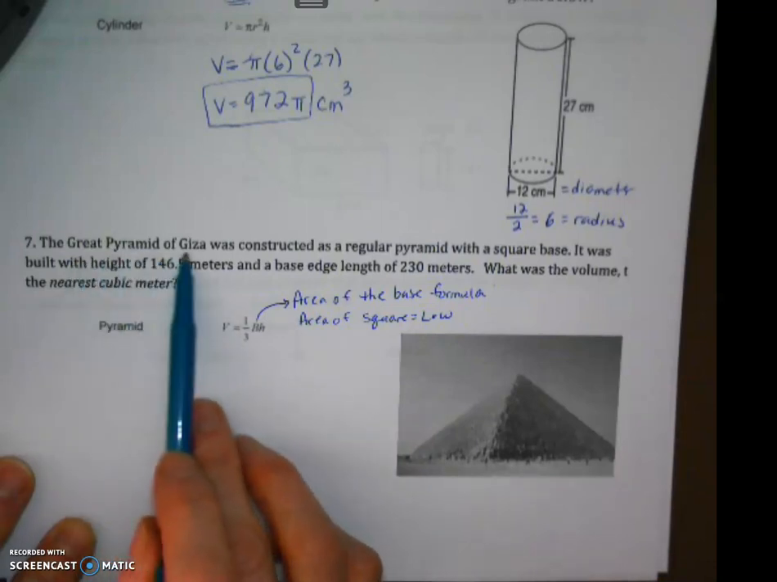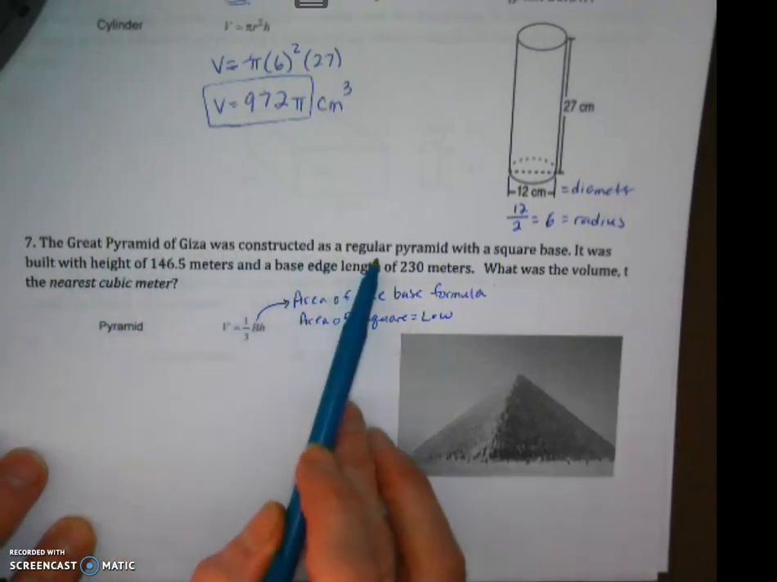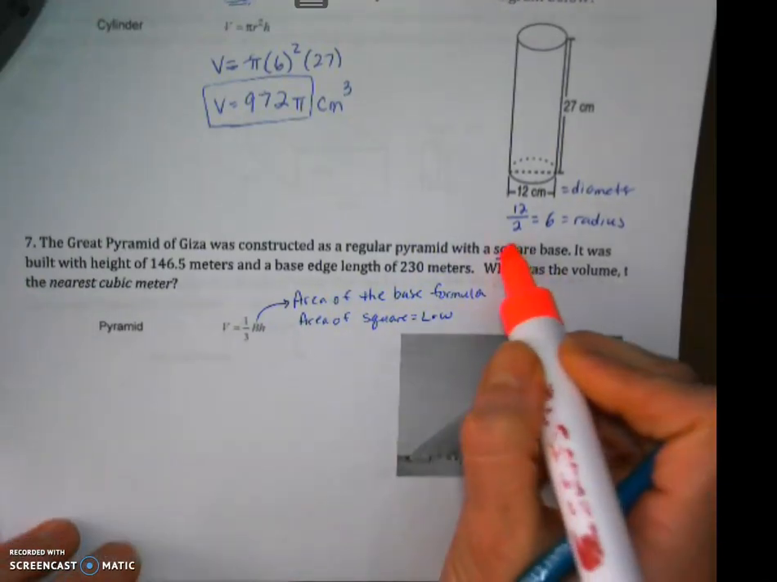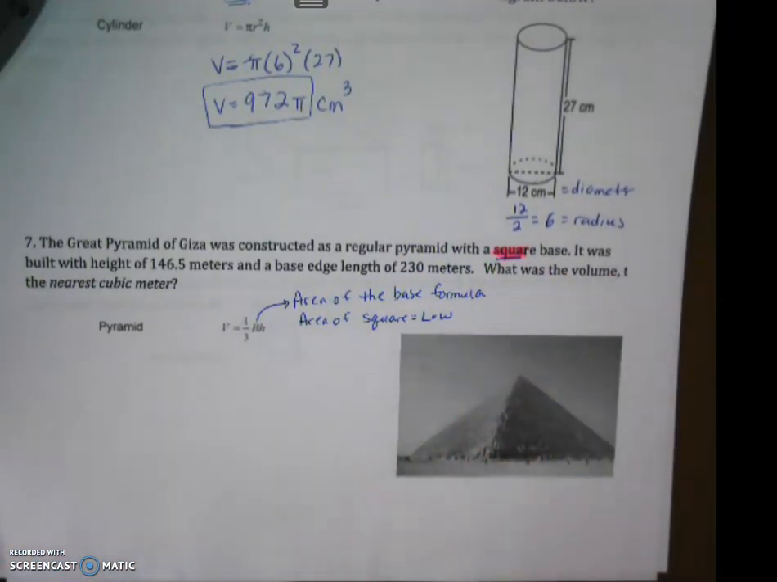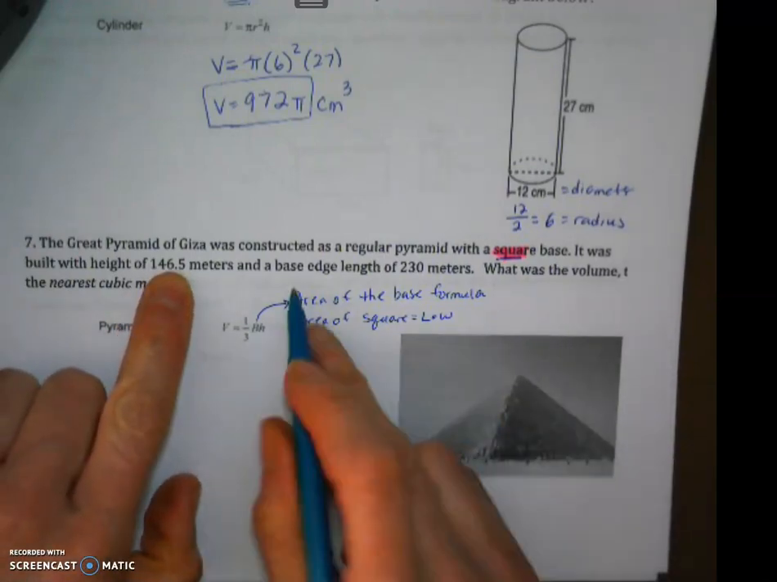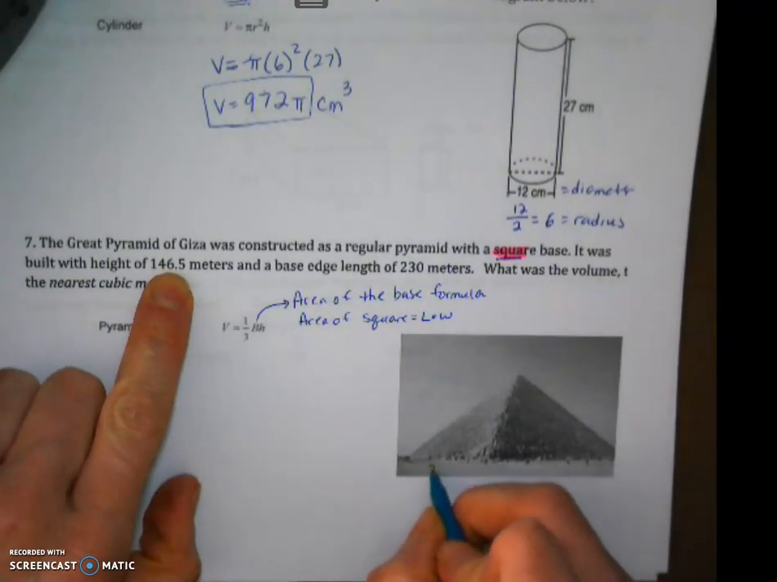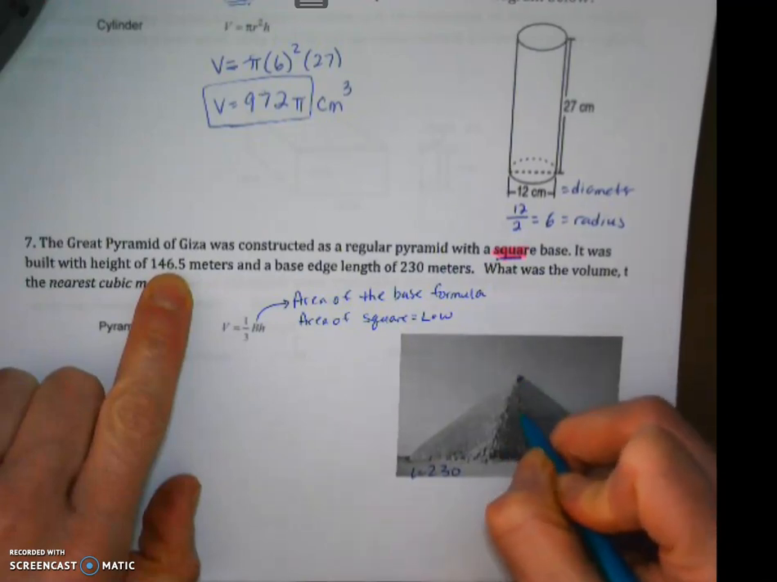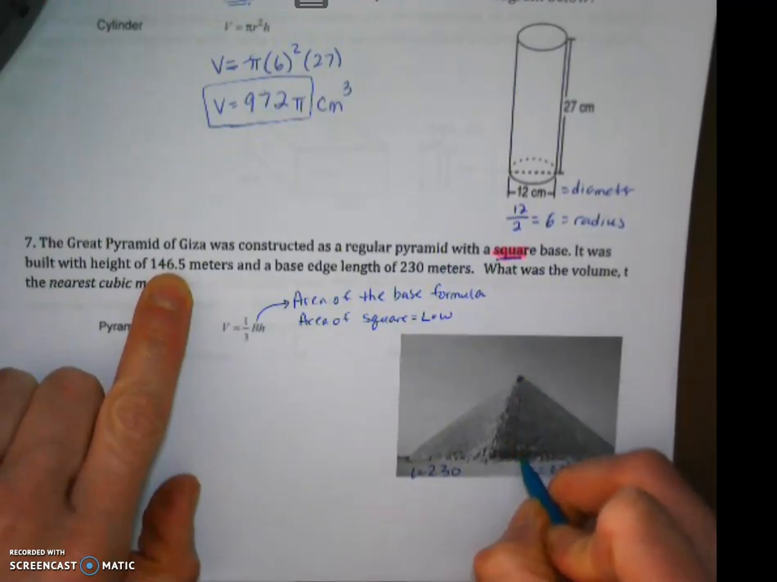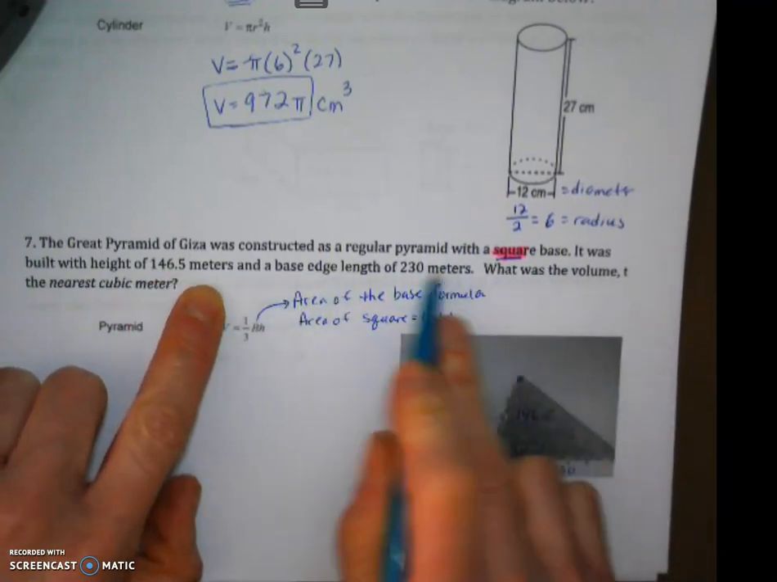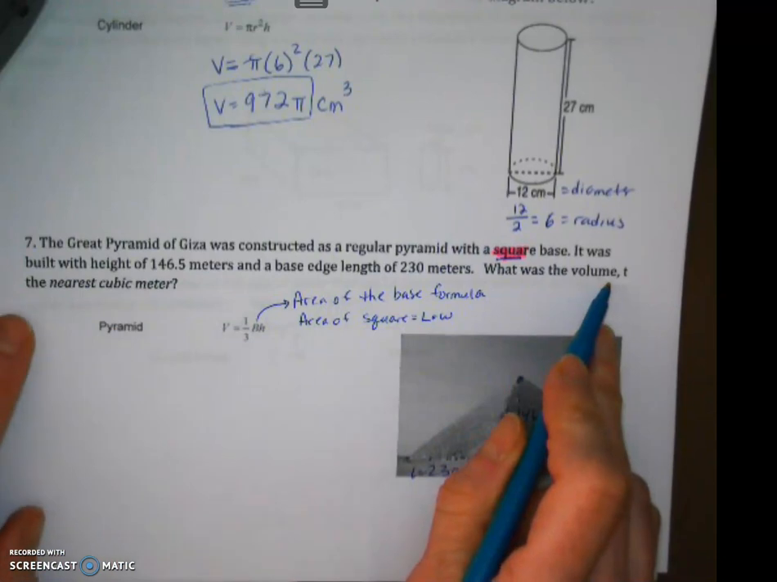Number 7, the Great Pyramid of Giza was constructed as a regular pyramid with a square base. All right, so that's how we're going to know what formula to use. It was built with a height of 146.5 meters and a base length edge of 230. So remember, because it's a square, the length and the width are going to be the same. And the height is the perpendicular distance, which is 146.5 meters. And we're also in meters. Okay, what is the volume to the nearest cubic meter?